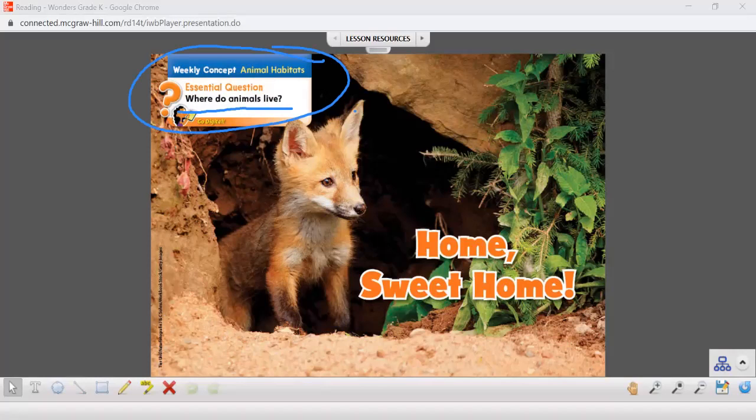Well, it's in a hole. Do you think this fox lives in a hole? Yes, it does. Do you think the fox dug the hole? Yes, the fox dug the hole so it could live there. And that is the fox's home, sweet home.